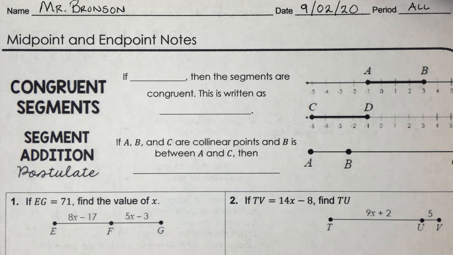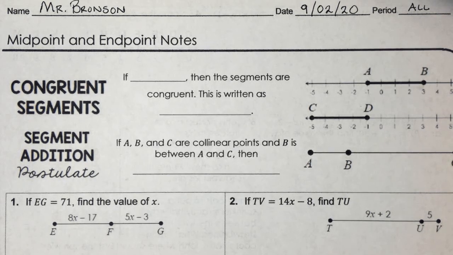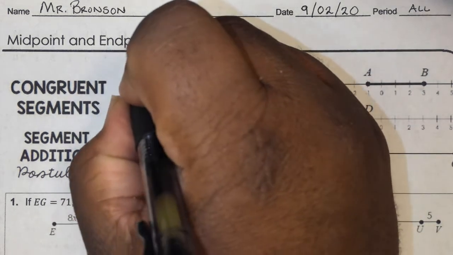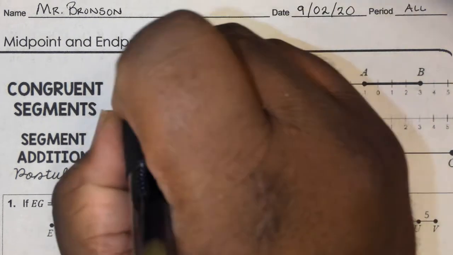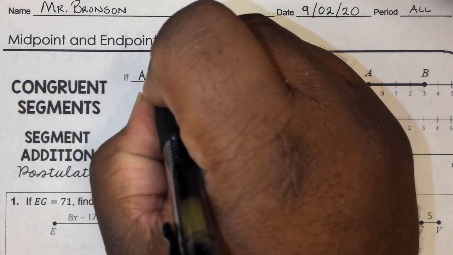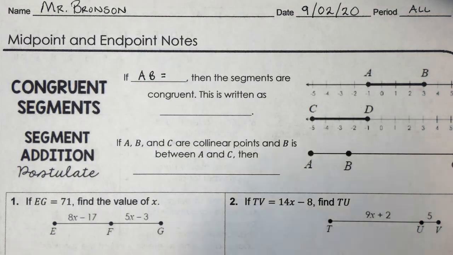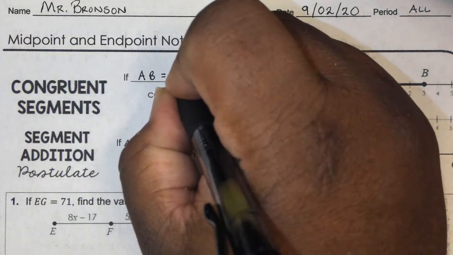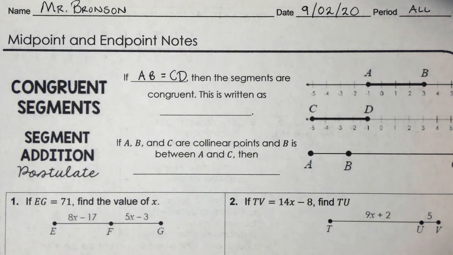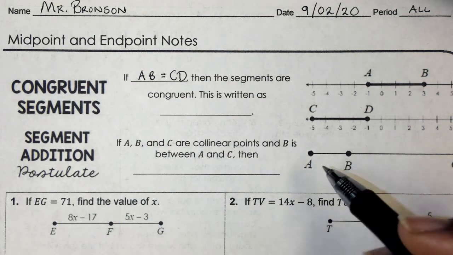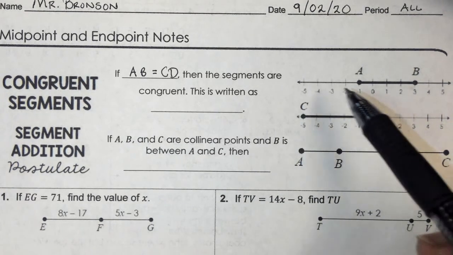And we're going to use examples out here to kind of show you what they're talking about with congruent segments as we go along as well. So it says if AB is equal to CD, then the segments are congruent. And so they're showing you out here on these two number lines.